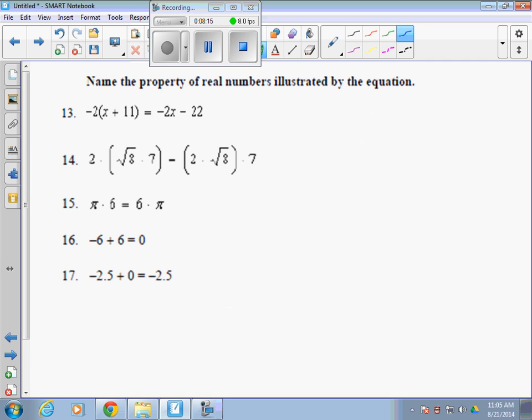Now we're just naming properties from 13 through 17. Negative 2 times x plus 11 is equal to negative 2x minus 22. You're distributing this to both of them, so that is the distributive property.